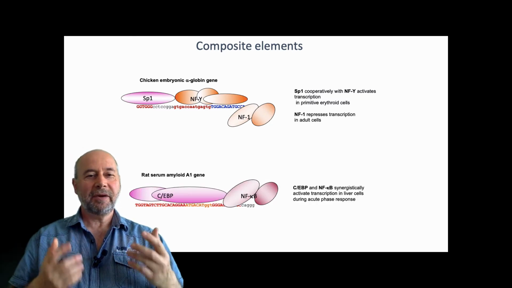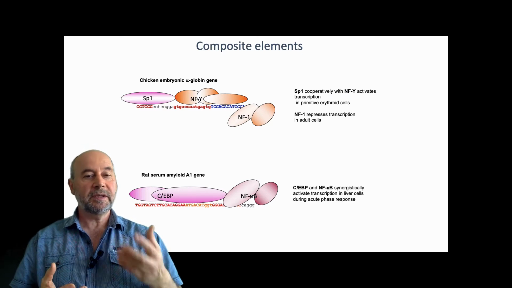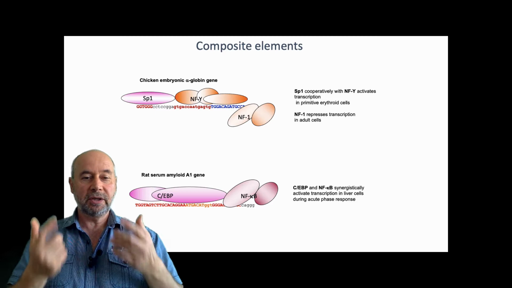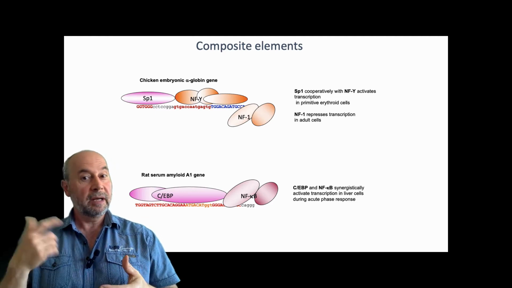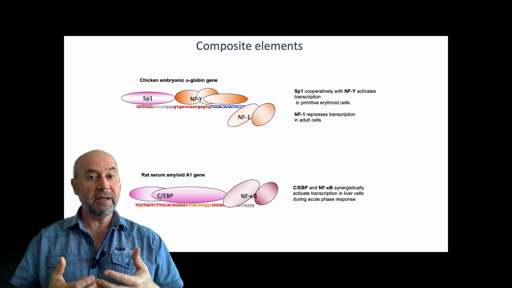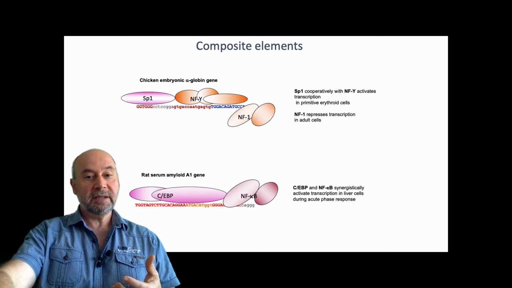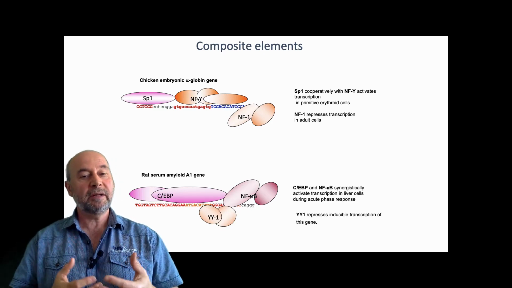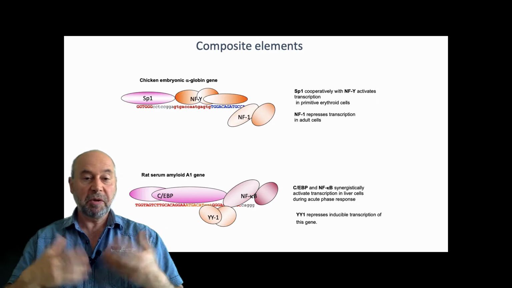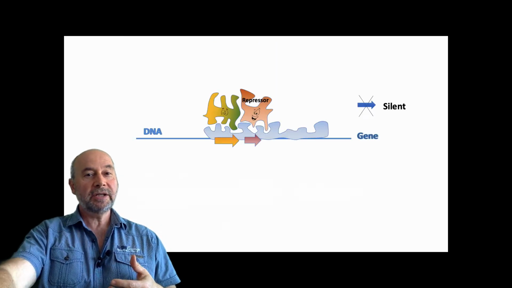Another example is the rat serum amyloid A1 gene, where there are two sites for CBP and NF-kappa-B, which sit together in neighboring sites, interact with each other, and activate the gene in liver cells during acute phase response. But in other cells, the same region is occupied by the YY1 factor, which removes those factors from their place and represses the gene. So it actually acts like that.